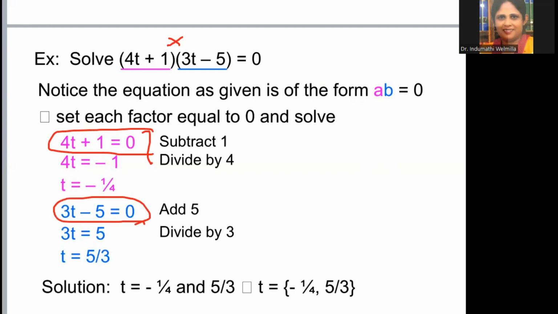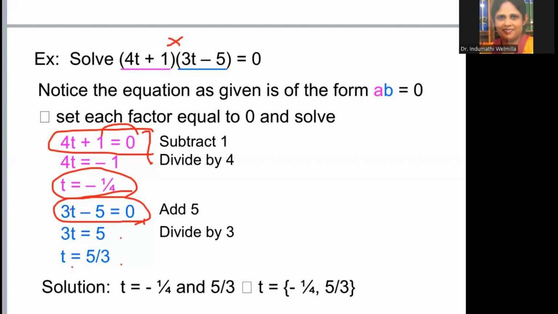This one is one part, and this part is also separately equal to 0, right? Then you can apply the simple equation solving method, which you already know. So 4t plus 1 equal to 0: we can bring this plus 1 to the other side of the equal sign, and it becomes minus 1. Then we divide both sides by 4, so t becomes minus 1/4. Likewise, for the other part, 3t equal to 5 and t equal to 5 over 3, right?